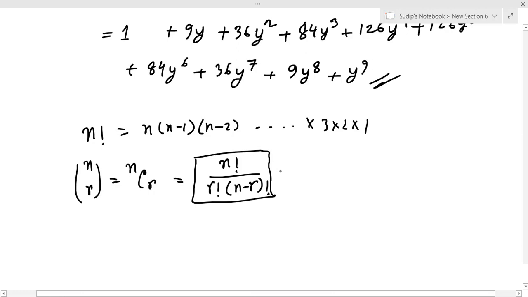This is the formula we can use, and this is the formula which will help us to avoid Pascal's triangles.